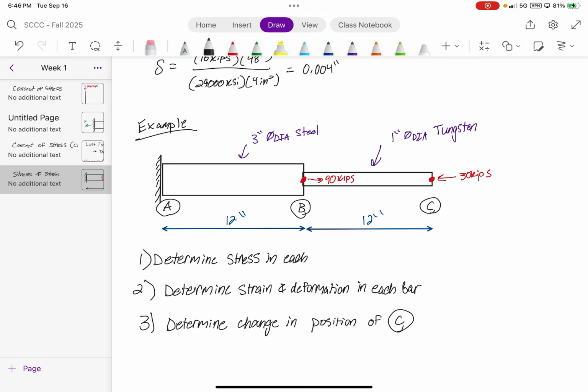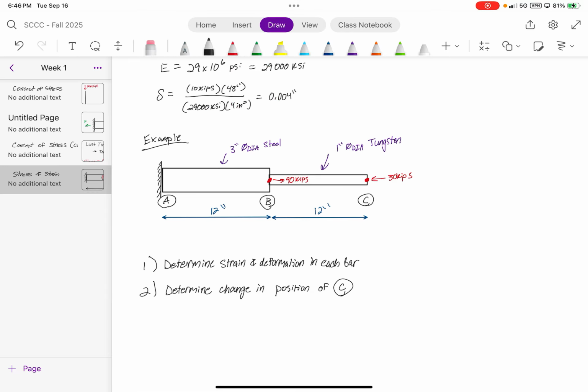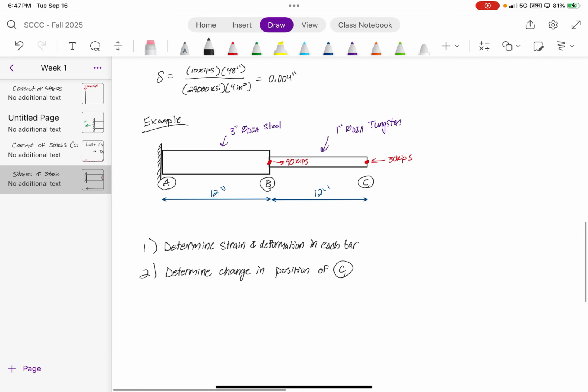And just to make this a little easier, I'm going to not compute the stress because you guys know how to do that. Right, so just dealing with strains, deformations, and then a change in position. All right? So, how would you guys solve this? I want to hear your thoughts.